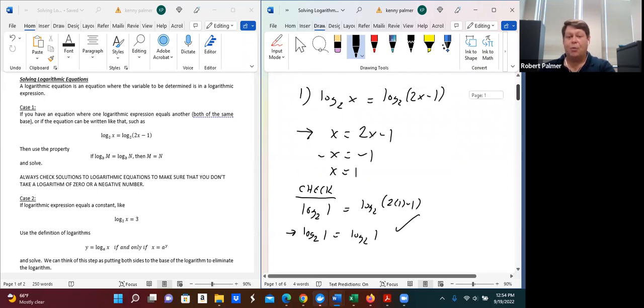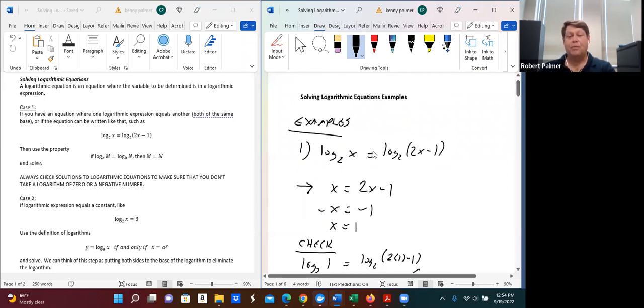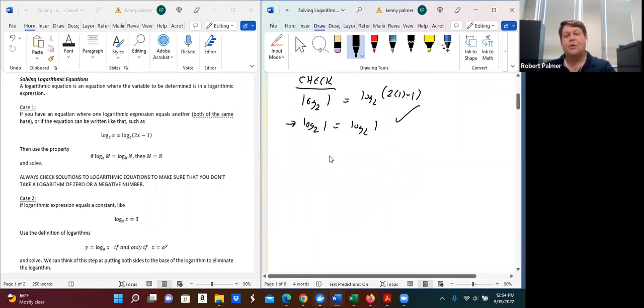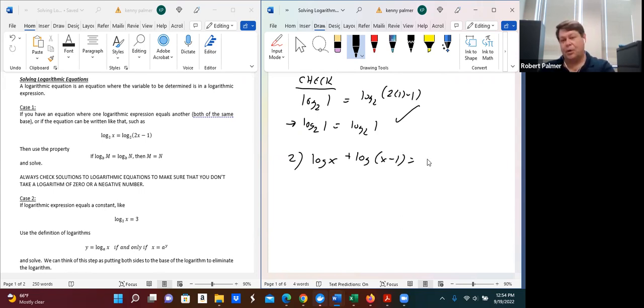The first case is when you have one logarithmic expression equal to another one, both having the same base. Basically, we set what's inside the logs equal to each other. Let's take a look at one more example of that. Sometimes we can also use our properties of logarithms to help us out. So let's say this time we have log of x, remember, just log is log base 10, plus log of x minus 1 is equal to the log of 4x. Now, if you notice, this is not written that way. This doesn't look like the first one.